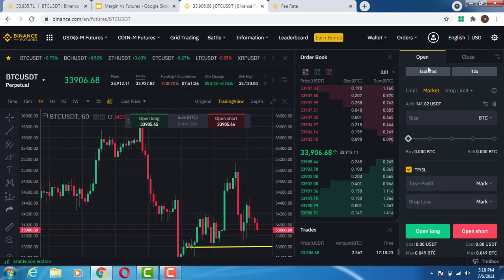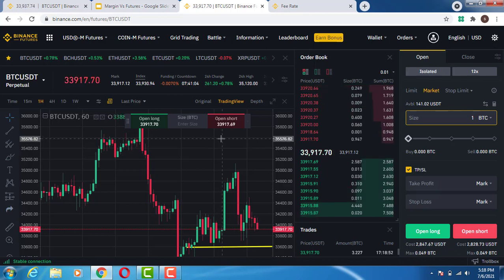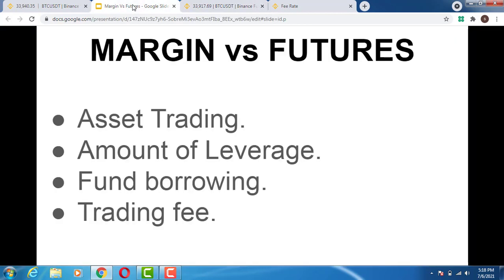Let's say, for example, you're using isolated margin and this leverage and you want to buy one Bitcoin. You will see that the one Bitcoin you want to buy is equal to 2,836 USDT. So this is 1/12 of what Bitcoin is right now. When you buy an asset on the futures exchange, you are actually buying a contract and not literally buying the asset in question. The next one is amount of leverage.